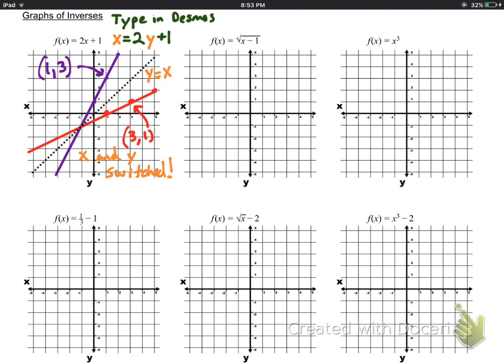But if you can't, what I would recommend is start by taking several points, just switch the input and the output, plot those points, and then just connect the dots. That's a great way to graph the inverse. Okay.